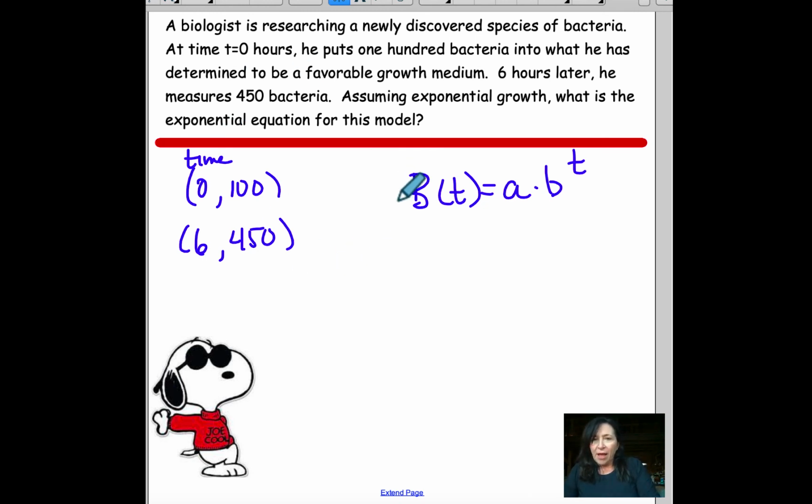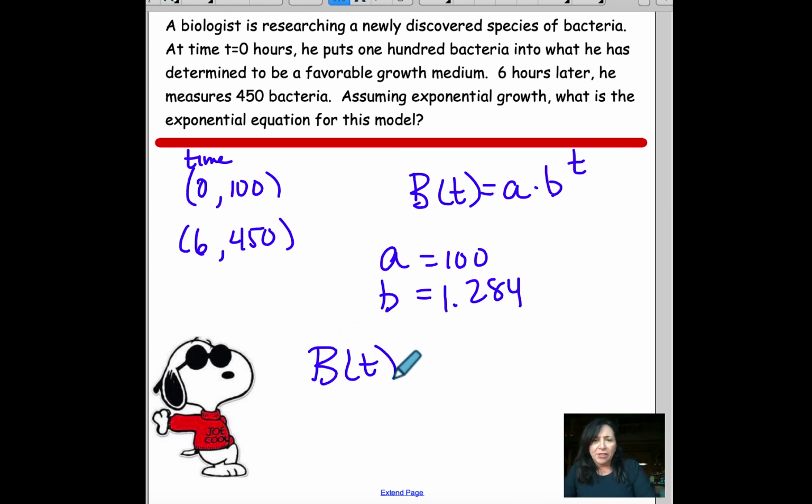I'm going to plug in the values that I do know. Again, we know that A is equal to 100, and then we have the value of B is equal to 1.284. And so B of t, so this is my new equation, is equal to 100 times 1.284 to the t power. And then this is my equation.